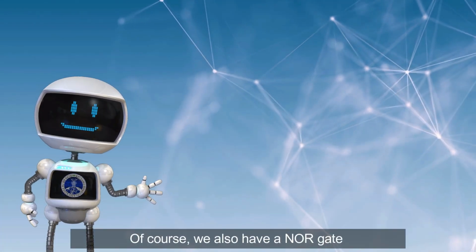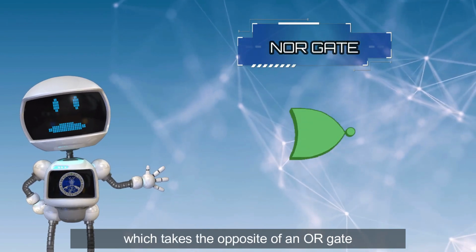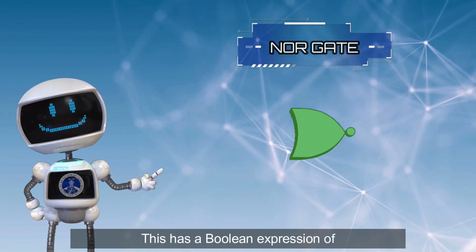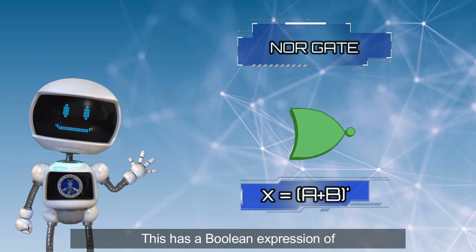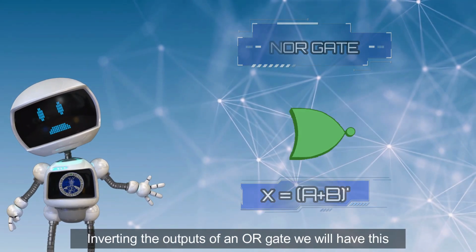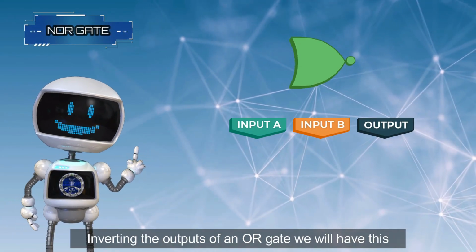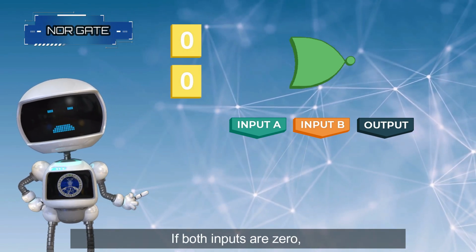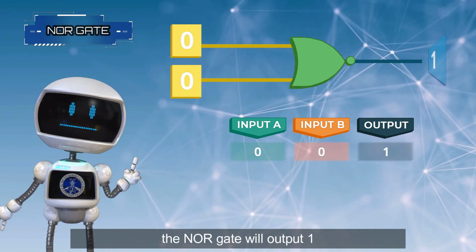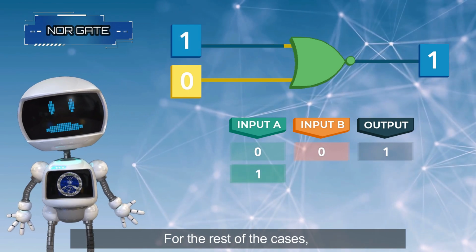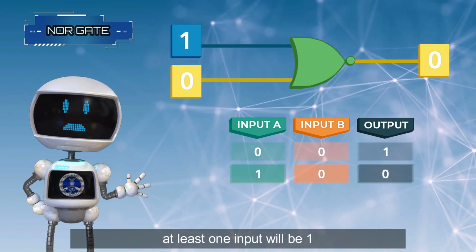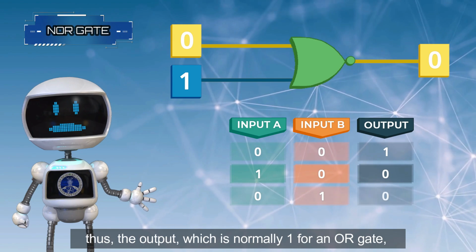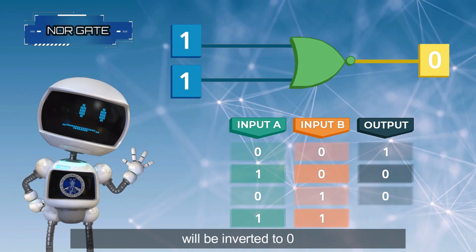Of course, we also have a NOR gate, which takes the opposite of an OR gate. This has a Boolean expression of inverting the outputs of an OR gate. We will have this. If both inputs are 0, the NOR gate will output 1. For the rest of the cases, at least one input will be 1. Thus, the output, which is normally 1 for an OR gate, will be inverted to 0.